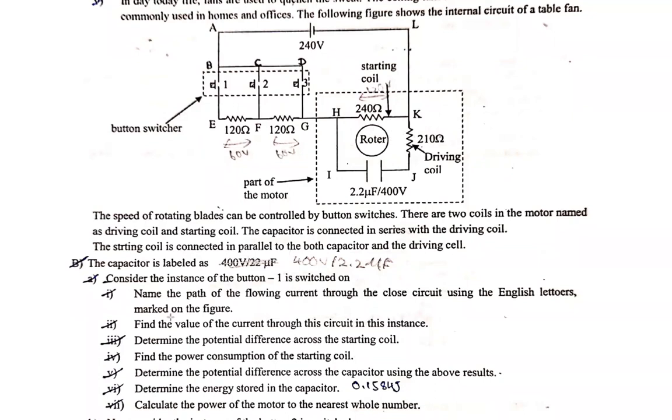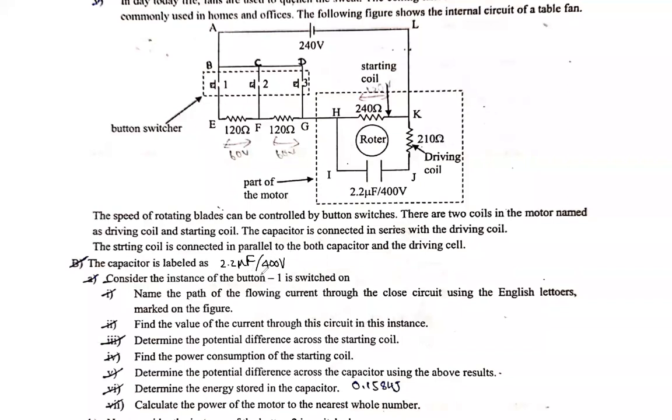Right. Consider the capacitor is labeled as 400 volt, 2.2 microfarad. They have labeled it and written it again, so we'll write it once again here. It's labeled as 2.2 microfarad. That is its capacitance. Hope you all remember we did this in electric field. And 400 volt.